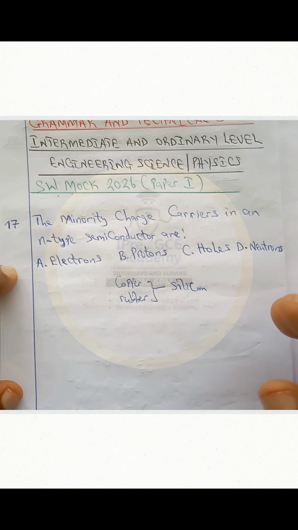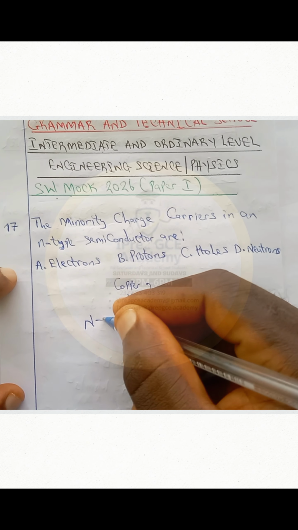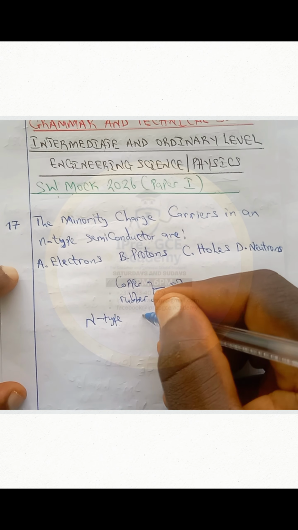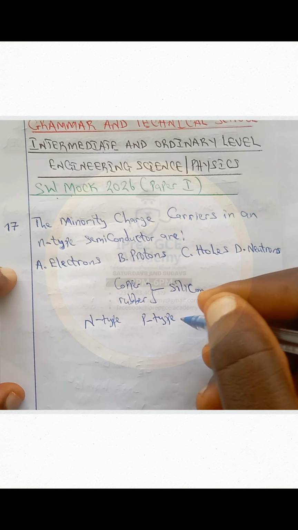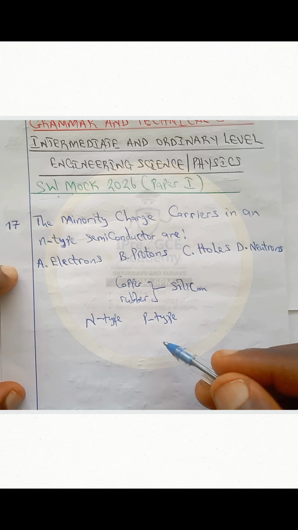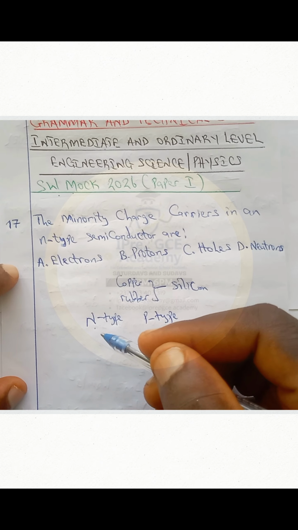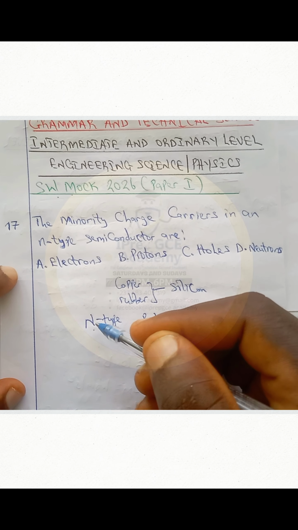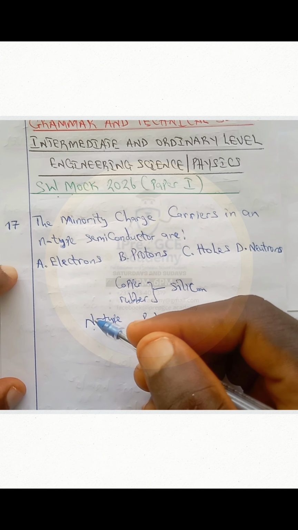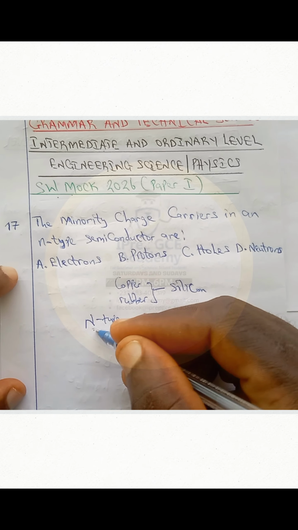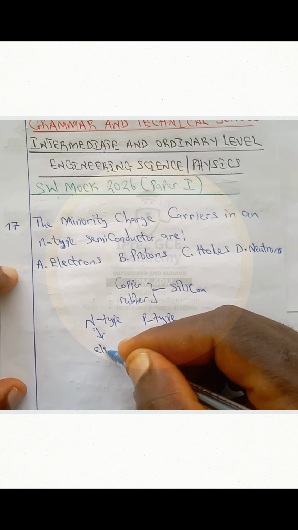So there are two types that you should know about. You have the N type, and N stands for negative type, and you have the P type. P stands for the positive type semiconductors. So in the N type or the negative type, we have added extra electrons, making that semiconductor more negative. These extra electrons are free to move. And so electrons in this case are the majority charge carriers.